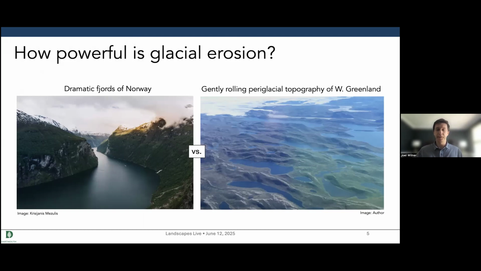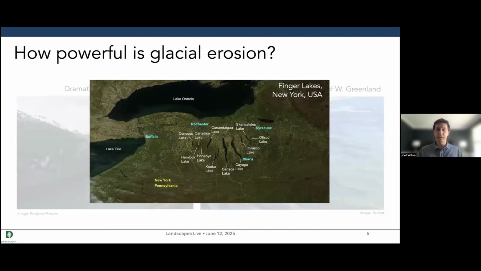Right? We have this stark contrast between somewhere like Norway, where you have these dramatic fjords, versus somewhere like Western Greenland or the Canadian Shield, where you have this gently rolling paraglacial topography, or closer to my home in the Northeast US, you have somewhere like the Finger Lakes, which are these really dramatically over-deepened glacial lakes surrounded by gently rolling topography. So are glaciers protective agents unable to erode even unconsolidated sediments, or are they the most dramatic erosive agent on Earth?